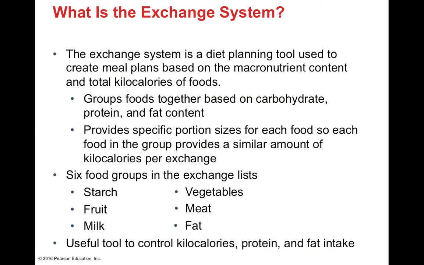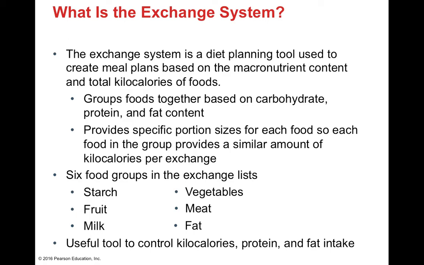All right, so I want to talk about something called the exchange system. This is a diet planning tool whereby you can make a meal plan based on the macronutrient content and the total kcals of the food that you're consuming, and group them together based on their content of carbohydrates, proteins, and fats. This allows you to make specific portion sizes so that the food in each group provides a similar amount of kcals per exchange. So in this way, if you want to swap something out, you put something else in exchange that has the same amount of kcals.